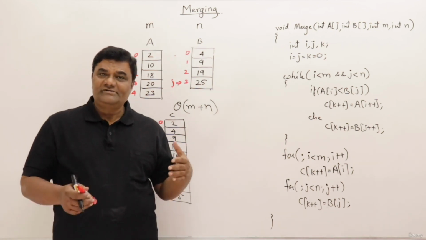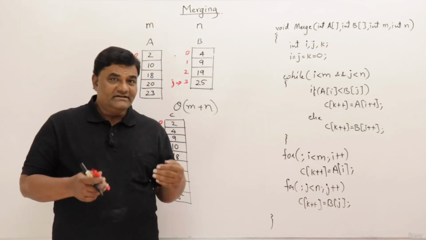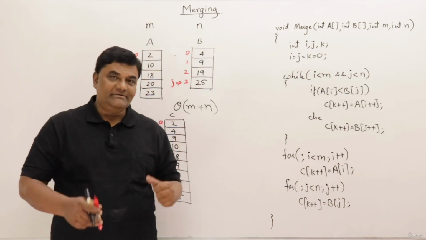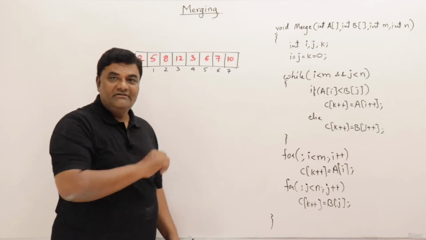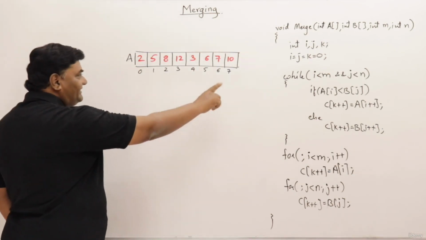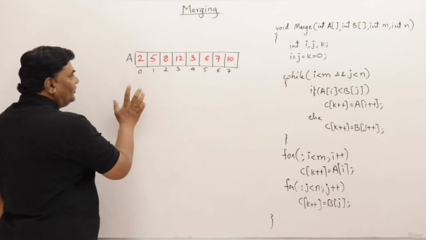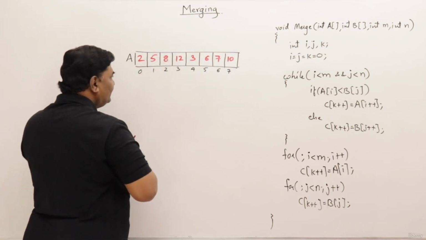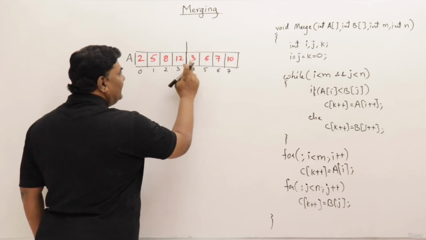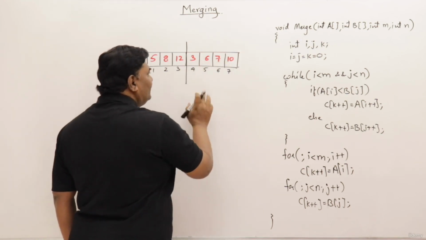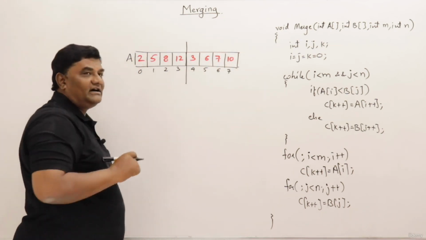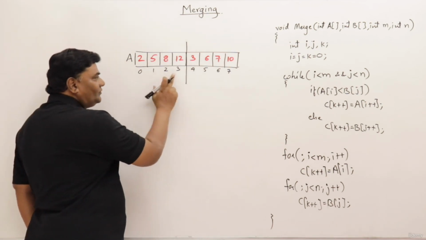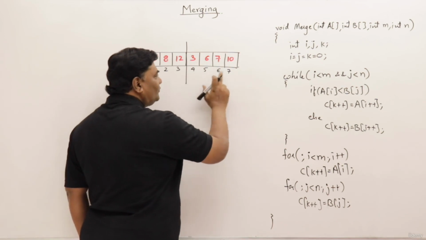Next we will see, is it possible to have more than one list in a single array? If so, how do we merge them? Here I have a single array of 8 elements. If you observe, 2, 5, 8, 12 is one list, and then 3, 6, 7, 10 is the second list. So two lists are there in a single array. One list is from index 0 to 3 and the other is from 4 to 7.